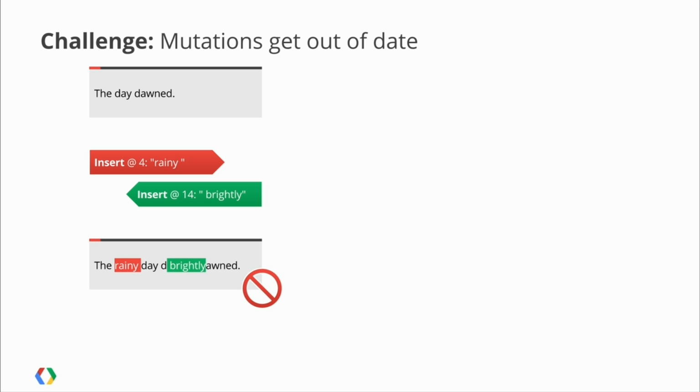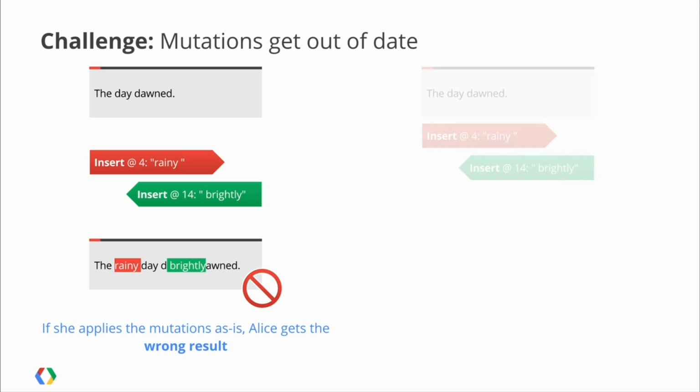The problem is you don't get the right result. Bob's insert is too far to the left in the string. The index doesn't make any sense because there was an insert that occurred before it. And you end up inserting in the middle of a word and nothing works. And that's the key takeaway here, is that applying mutations as is just doesn't work.